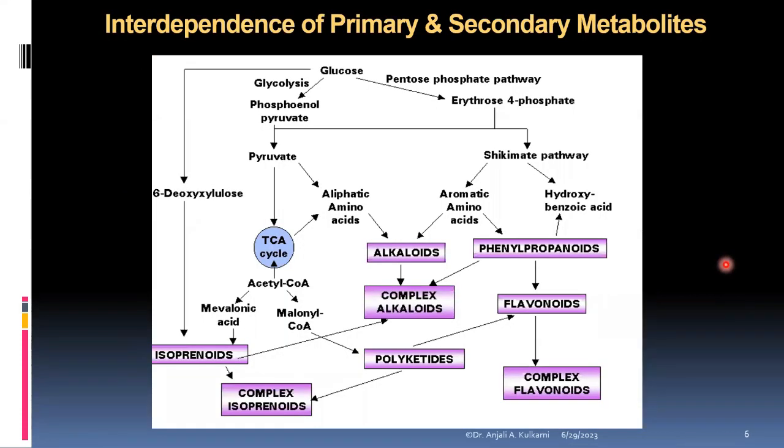Now, this diagram all of you must have seen during your MSc days, so I'm not going to spend much time over here. It is just to give you an overview of how intimately the primary and the secondary metabolism are related to each other. And from the pathways of primary metabolites, we have the branches coming out which give rise to these different classes of secondary metabolites, which are shown here in purple boxes.